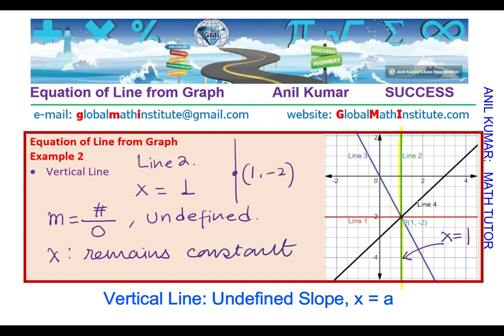And that gives you the equation, which is x equals 1 in this particular case, when the line is passing through the point P, which is (1, -2). Makes sense, right?